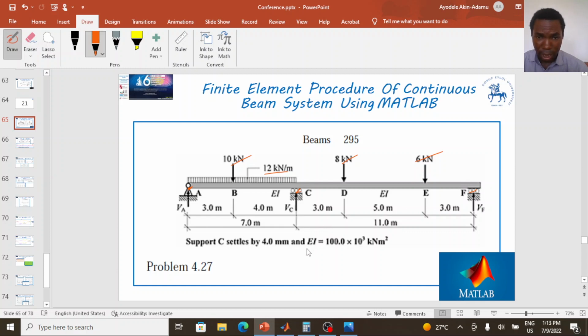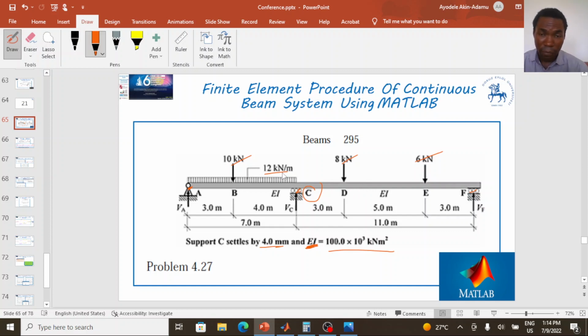We are told that the flexural rigidity of this problem, EI, is equal to 100 times 10 power 3 kilonewton meter square. EI is actually the product of the Young modulus and the moment of inertia of the beam section. E is the Young modulus, I is the moment of inertia of the beam section. This product is referred to as flexural rigidity, and it is equal to 100 times 10 power 3 kilonewton meter square. We're told that there is a settlement at support C of 4 mm. So we are going to consider this 4 mm in our finite element calculation in this tutorial video.